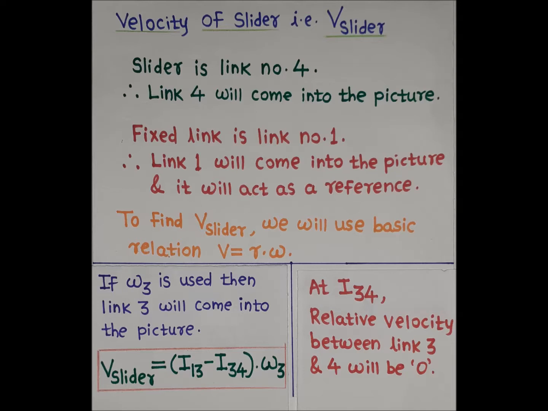Hence, the first term in the bracket will be ICR I13, and the next term in the bracket will be ICR I34. At I34, the relative velocity or relative motion between link 3 and 4 will be 0. Hence, I34 can lie either on body 3 or body 4, and still at I34 the velocity will be the same, as the relative velocity or relative motion between link 3 and 4 will be 0 at ICR I34.